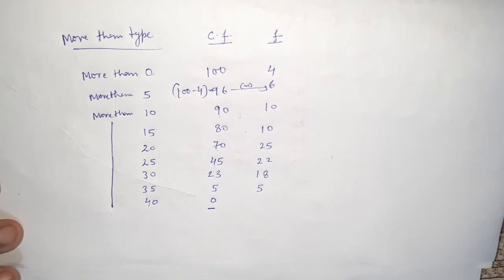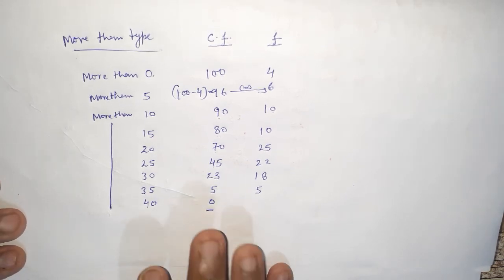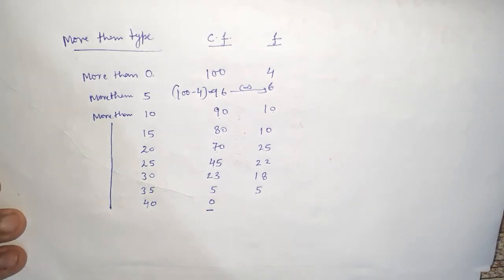Now sir, the next step we are going to draw the diagram for it. See, two things you remember. You can draw the less than and more than ogive both on one graph also and on separate graphs also. Okay. So if you want to draw it on one graph, no problem, you can draw it.